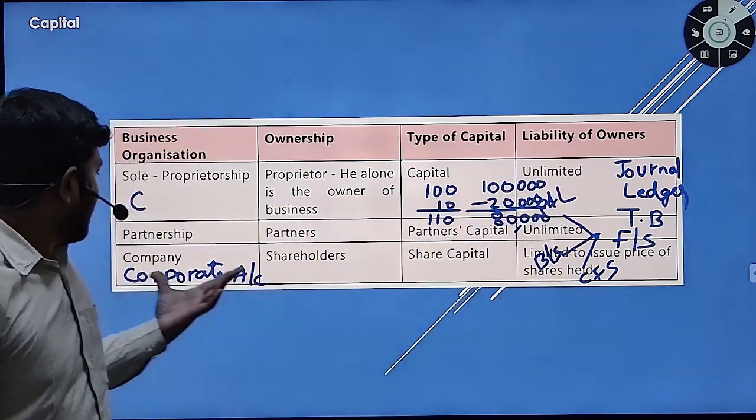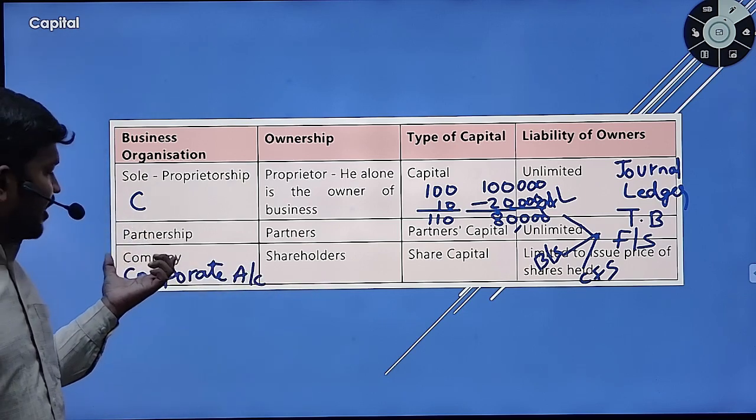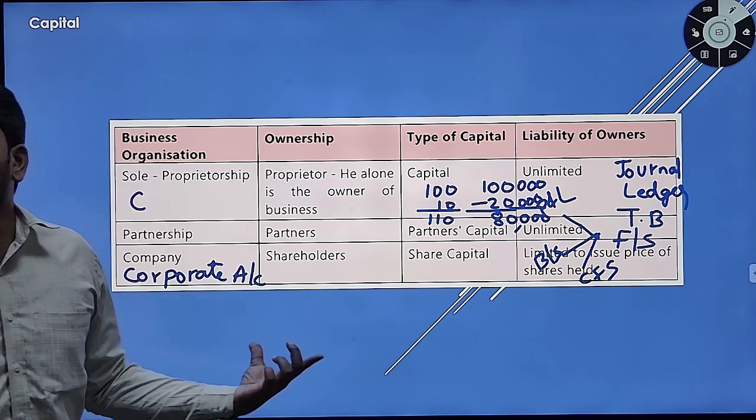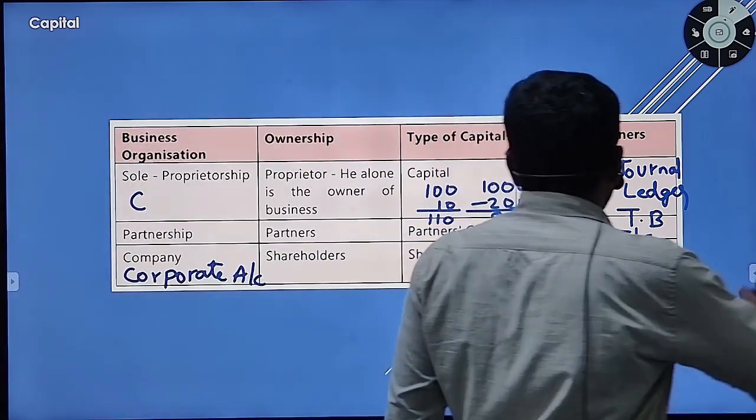But in our society we have a very good option of business organization, which is called a company. What do you call it? Company. Sir, here you can see company.